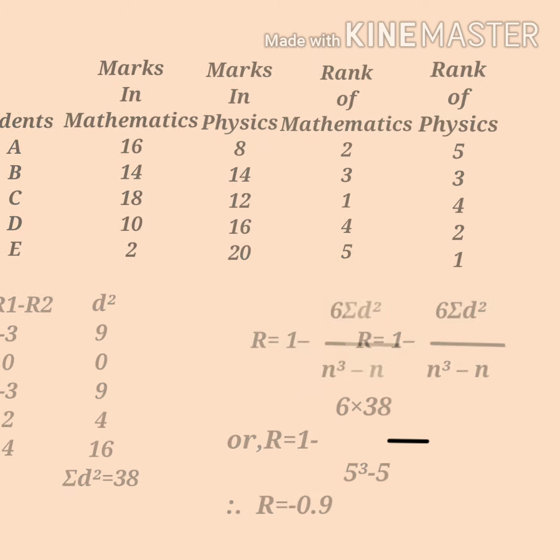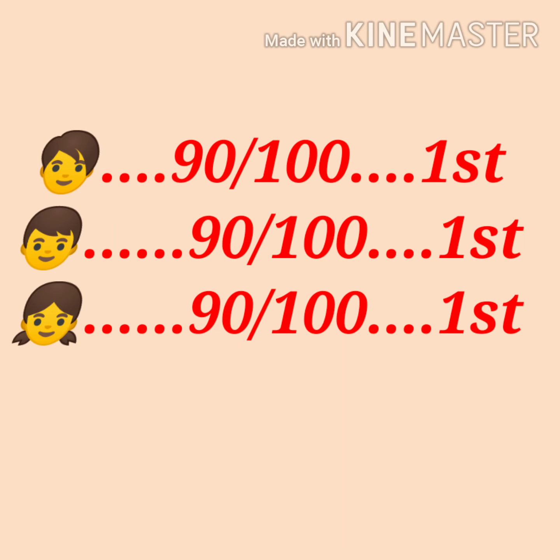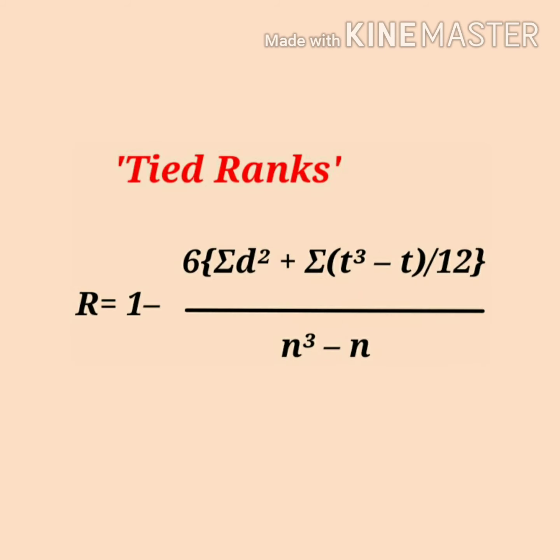In the next video I will explain the tied rank, where there is a tie between the ranks, meaning if several individuals have the same score or same marks in any characteristic, and they must be allotted the same ranks. Definitely in that case we will have to apply this formula, where R equal to 1 minus 6 times summation D square plus summation T cube minus T divided by 12, divided by N cube minus N. It is a little bit difficult to find the value of R, so in my next video I will discuss this formula in detail with mathematical explanation.